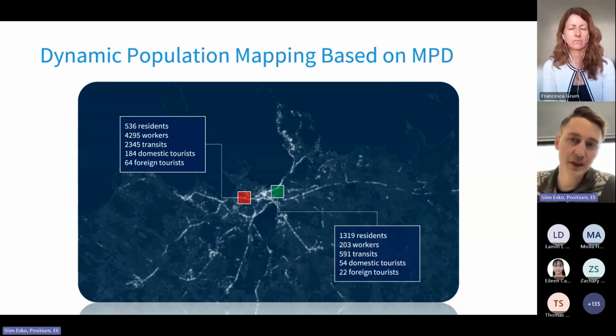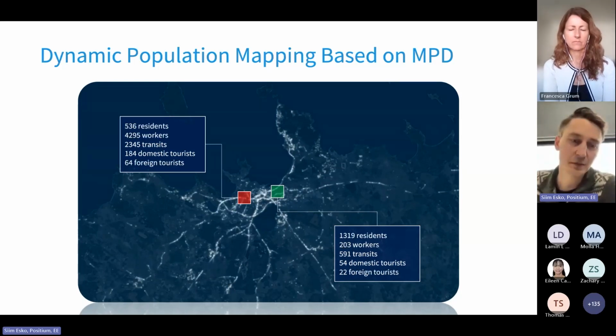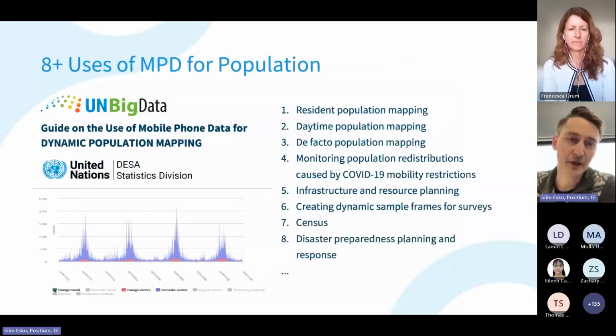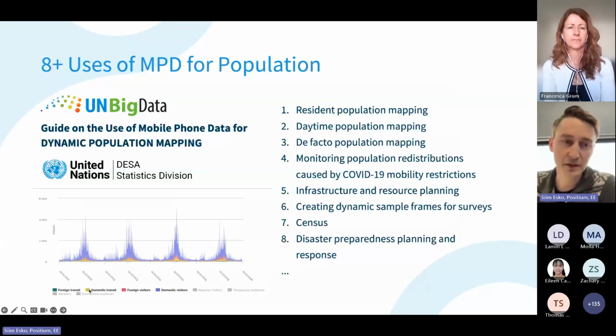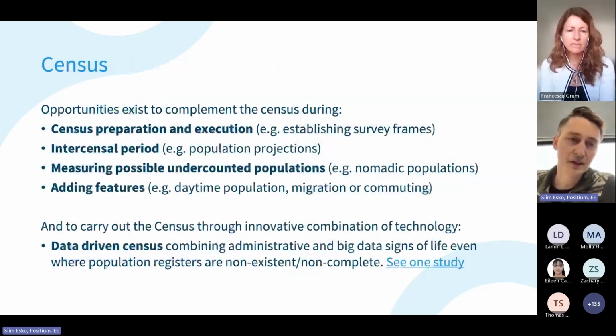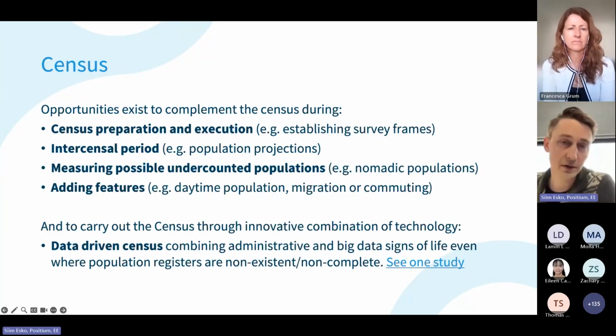And of course, how we do that is a methodological question, but it should be clear by now that there are many different uses for this data. All of these have been mentioned during the presentations, and I really appreciate UNFPA for sharing especially the opportunities that exist in preparation of the census and complementing the census, even when it's done.